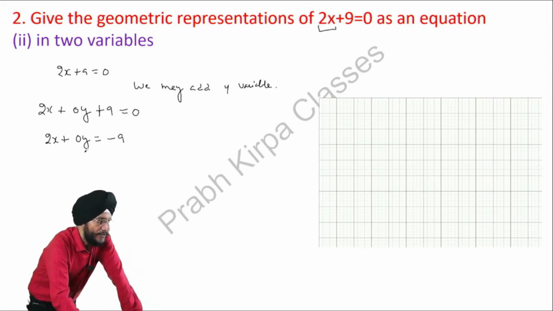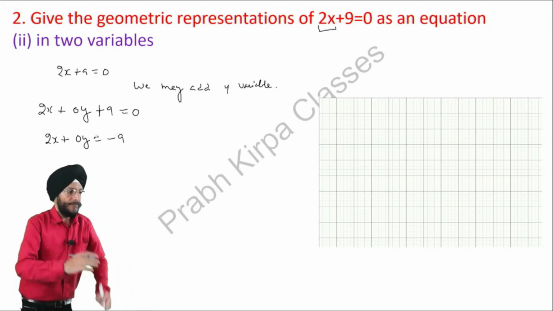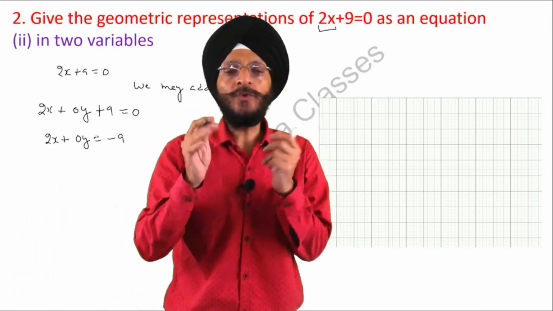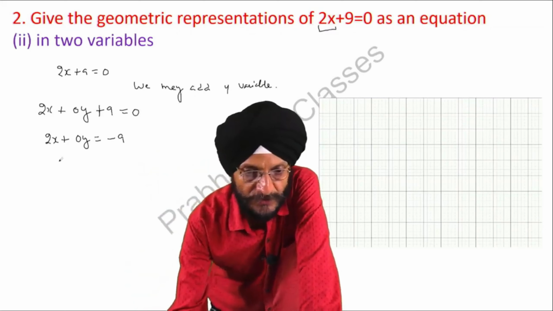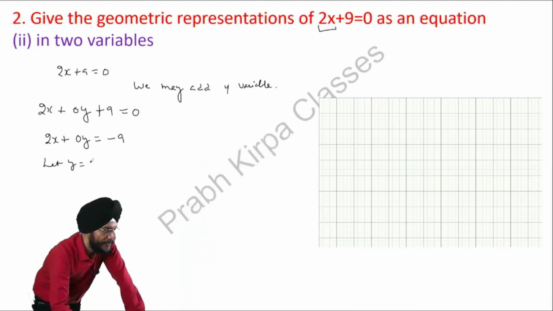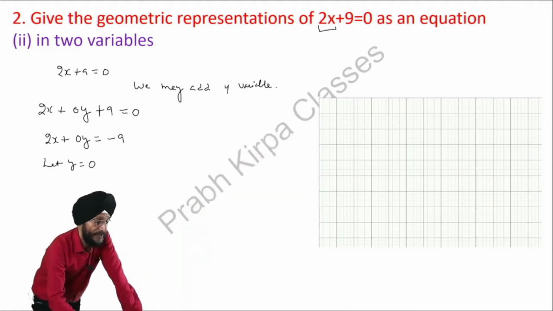So now we are to find out the two solutions of x and y which fit into the equation. Suppose we let y is equal to 0, then what happens?